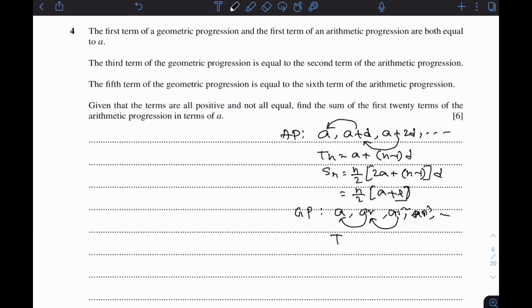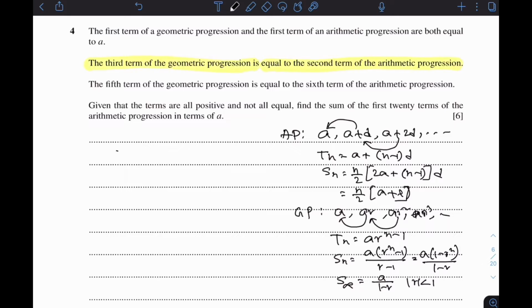And the nth term will be A r to the power n minus 1. A is the first term, R is the common ratio, and n is the number of terms. Sum of n terms is A (r to the power n minus 1) divided by r minus 1, or we can sometimes use 1 minus r. If it is an infinite series or convergent series, the formula will be A by 1 minus r, where modulus of r is always less than 1.